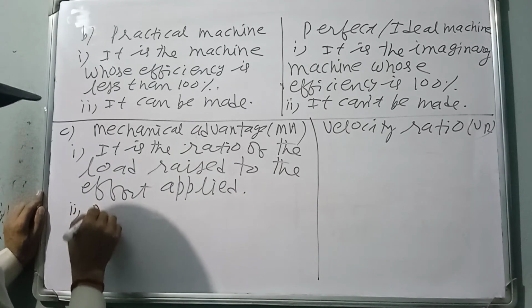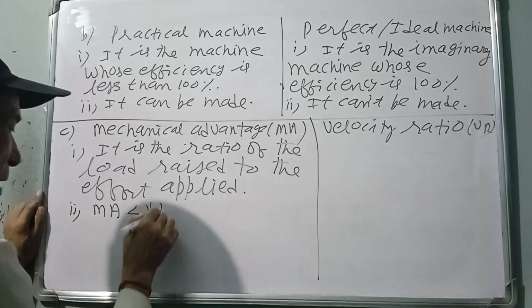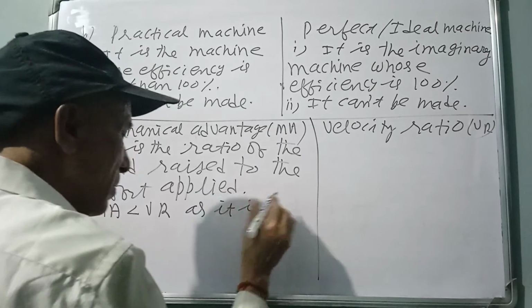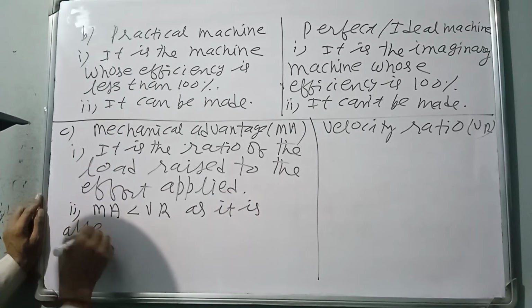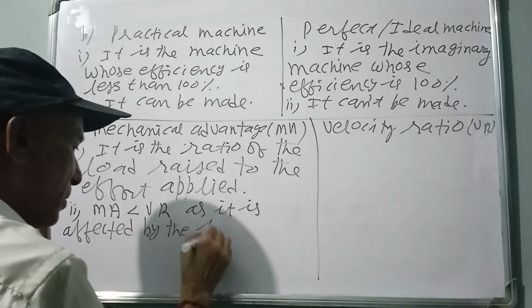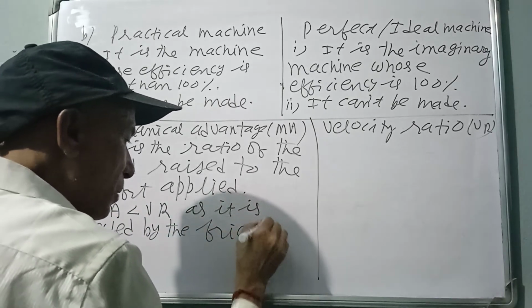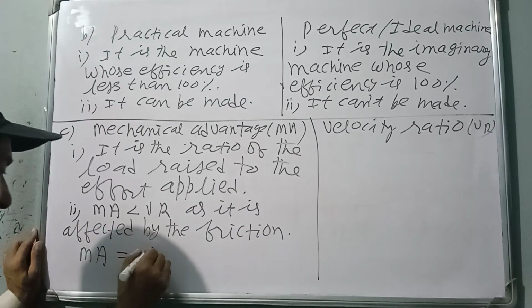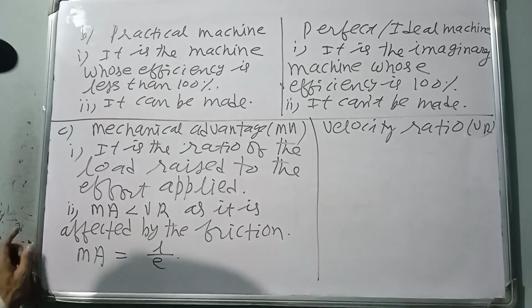MA is less than VR as it is affected by the friction. The formula of mechanical advantage is L by E, no unit.